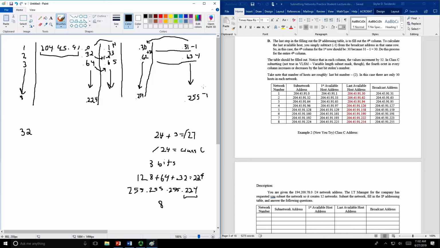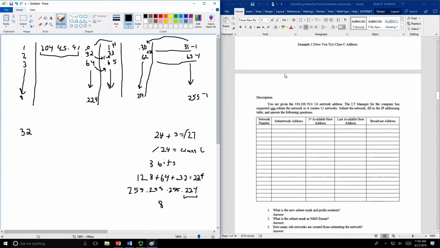Whatever octet you had to do subnetting for in Class C, the fourth octet will always increase down the column by that bit number, unless it was a variable length subnet mask, which we're not going to go over in this video. Alright, so that concludes the step-by-step Class C example. Throughout the problem there, we talked about the answers to those 5 questions. So now we're going to go over to the now-you-try problem for the Class C address.